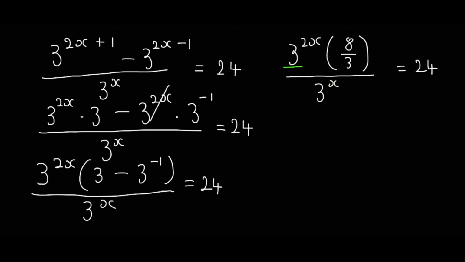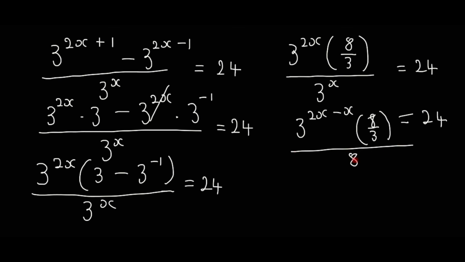So for this situation we have 3 to the exponent 2x minus x, and then we have 8 over 3, and then is equals to 24. And now we can see that this problem is similar to the previous problems, because now the only thing we are going to do is divide both sides by 8 over 3.